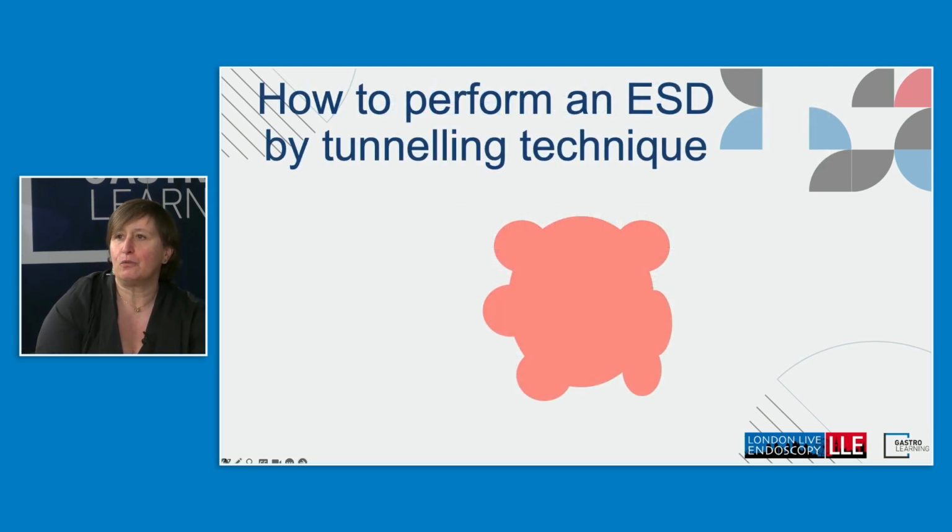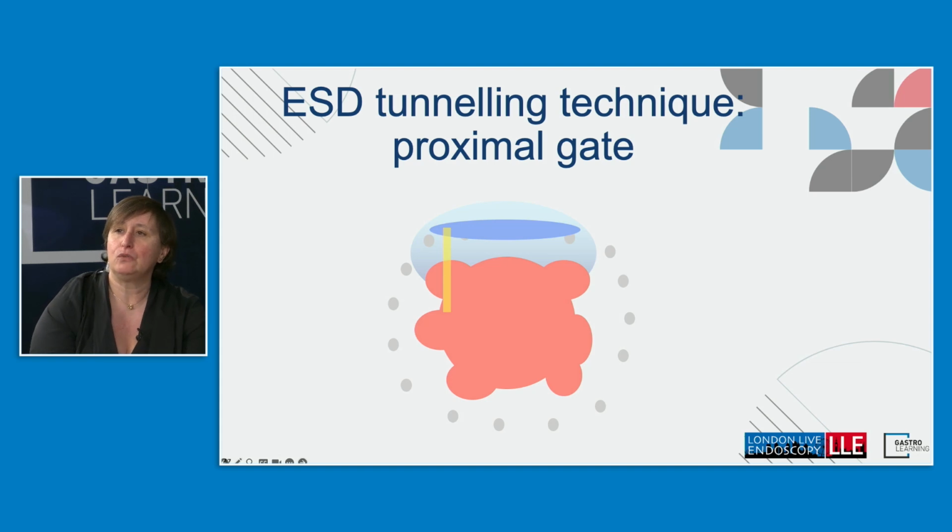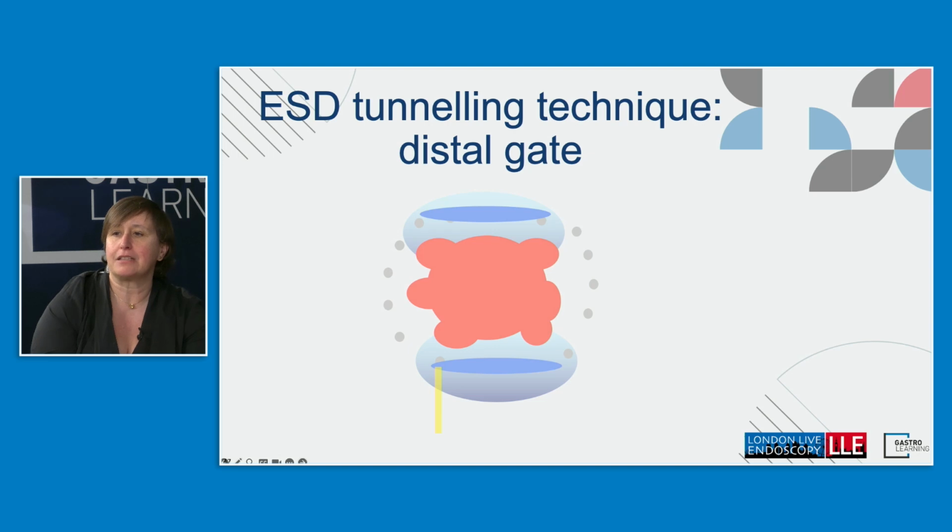So first of all, in this particular case, I'm going to use the tunneling technique because I'm using the Speedboat Ultra Slim, and the tunneling technique works very well when you use this device. So we will mark the lesion, first of all. Then we are going to do an incision on the proximal gate, so open a proximal gate on the oral side of the lesion.